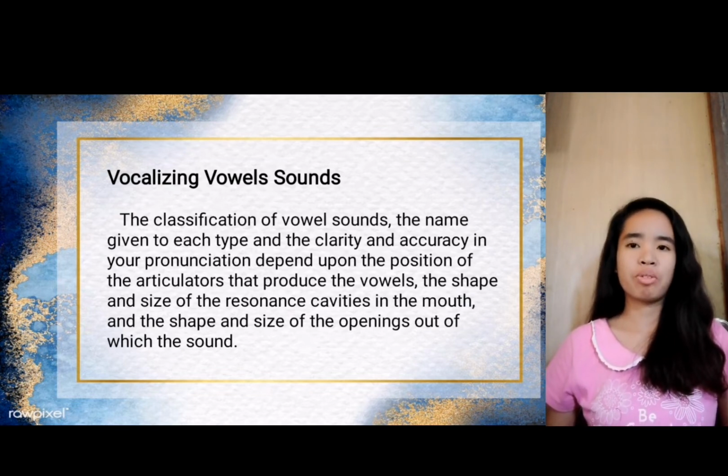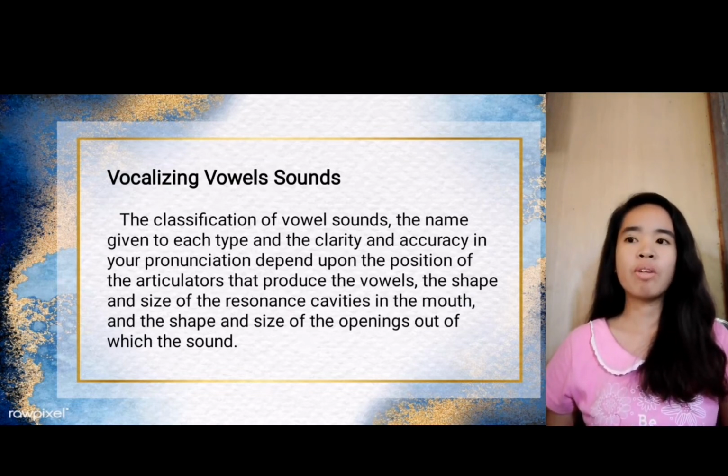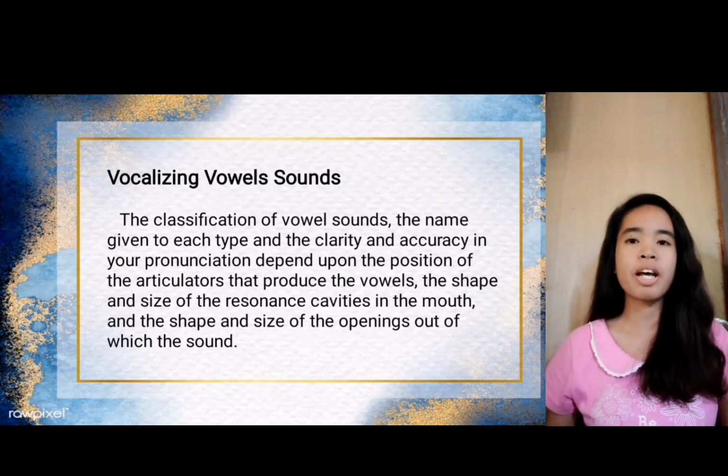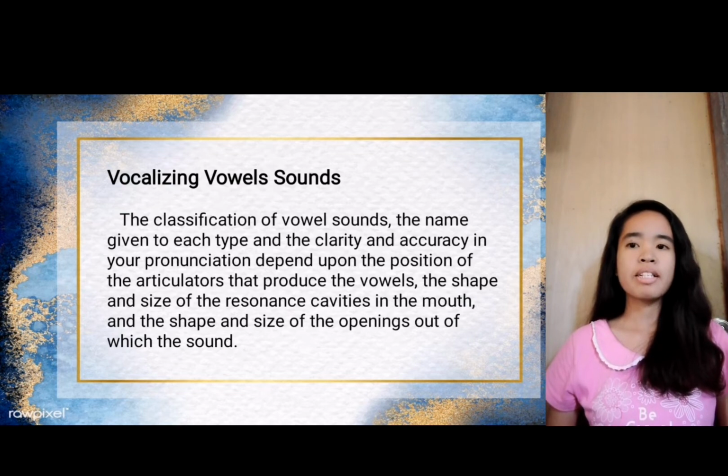Vocalizing vowel sounds. The classification of vowel sounds, the name given to each type, and the clarity and accuracy in your pronunciation depend upon the position of the articulators that produce the vowels, the shape and the size of the resonance cavities in the mouth, and the shape and size of the openings out of which the sound comes.